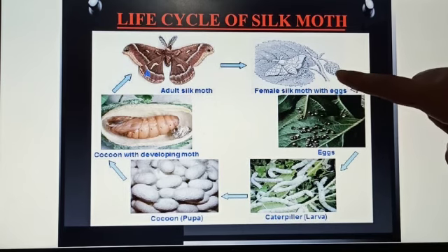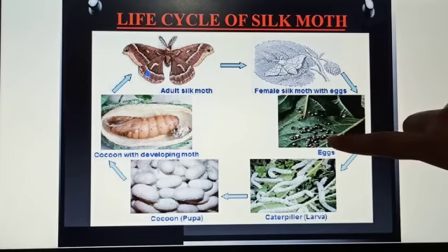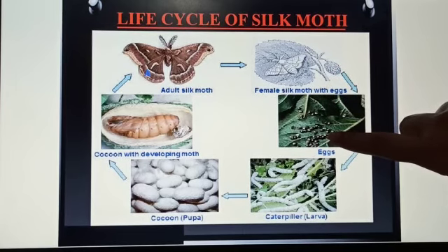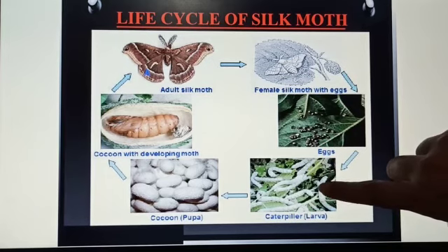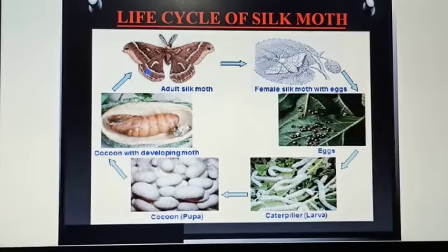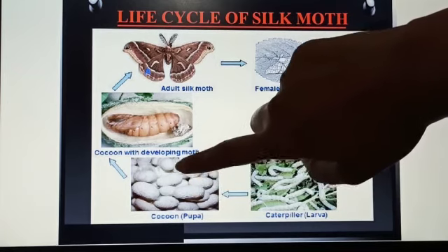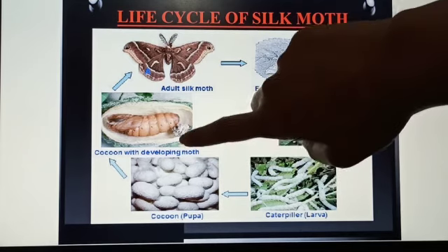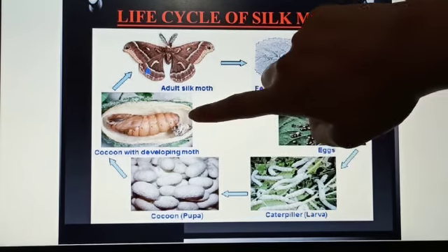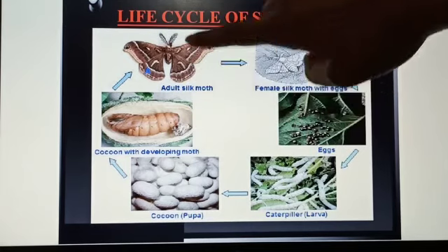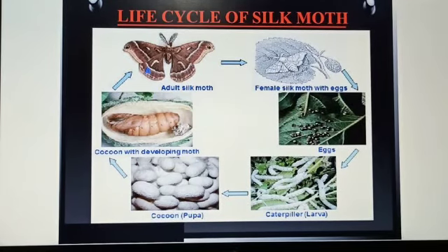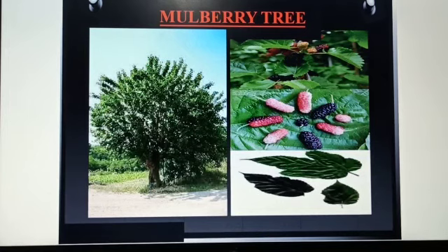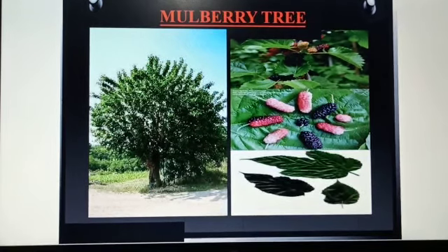that the female silk moth is laying eggs on the mulberry tree plant, and then these eggs are hatched and converted into caterpillar, that is larva. Then these caterpillars secrete fibers that are made of proteins and weave the fiber called cocoon or pupa. These pupa, after getting mature, give rise to the developing moth, and then the developing moth is converted into an adult silk moth. This is a picture of the mulberry tree on which the silk moth lives.